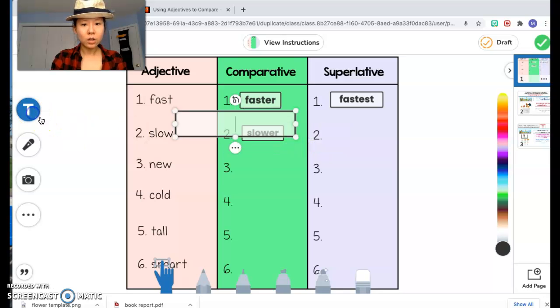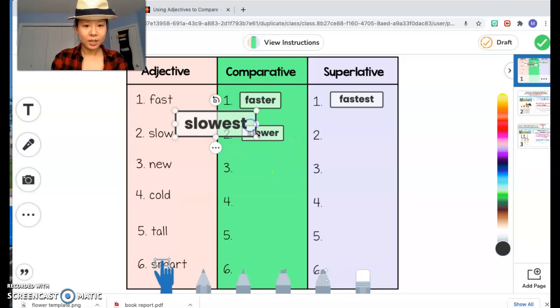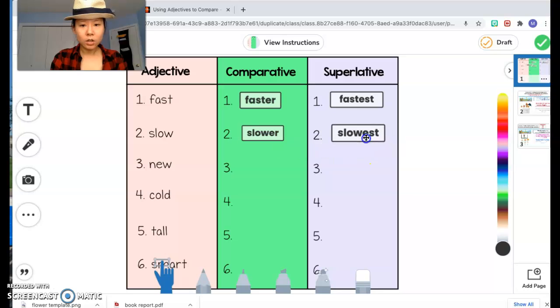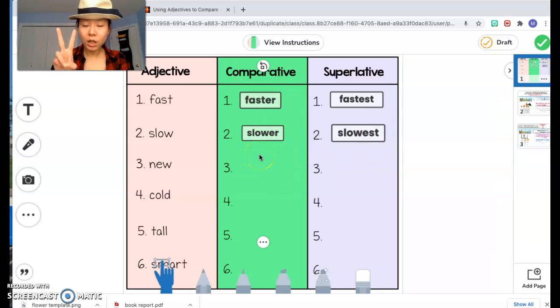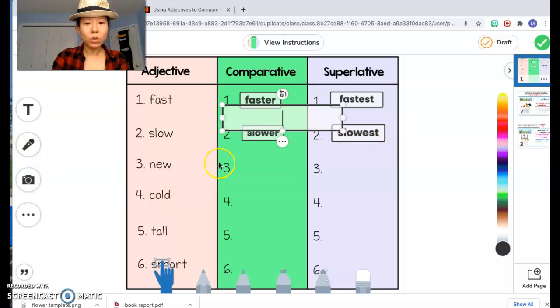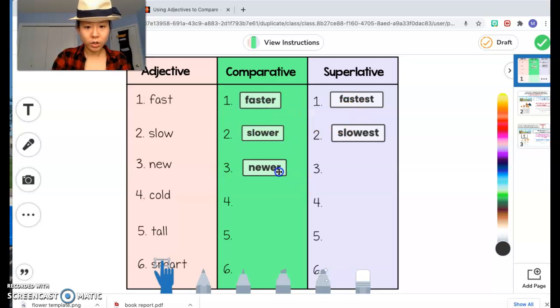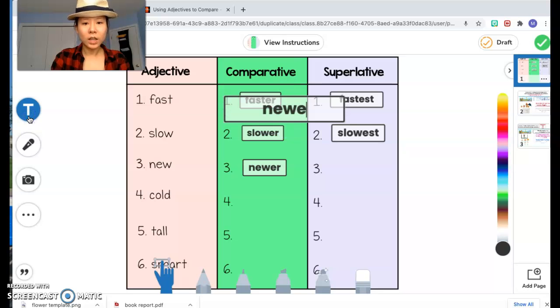And superlative is going to be slowest, right? So, because when we're comparing two things, we add er to the end of the word. And then when we're comparing three things or more, we add est. Remember, that's the golden rule what we need to remember today, right? Adding er and est. So new, newer, and newest.